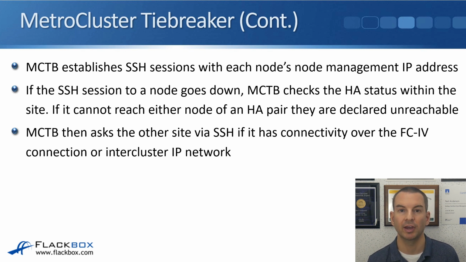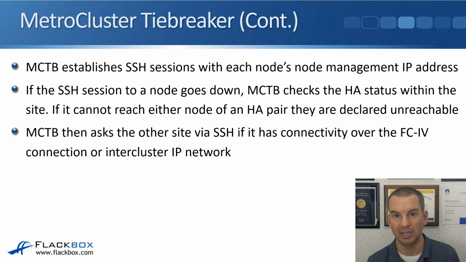If the SSH session to a node goes down from MCTB, it checks the HA status within the site. So say we've got nodes 1 and 2 in one site, nodes 3 and 4 in the other site. If node 1 goes down, if MCTB, the SSH session to node 1 is not available, then it will check the HA status on node 2 in the same site. If it can't reach either node of an HA pair, so if node 1 and node 2 are both down, then they're going to be declared unreachable. So at this point, MCTB knows that it does not have connectivity to the nodes in site 1. Site 1 does appear to be down, but it's going to double check this.